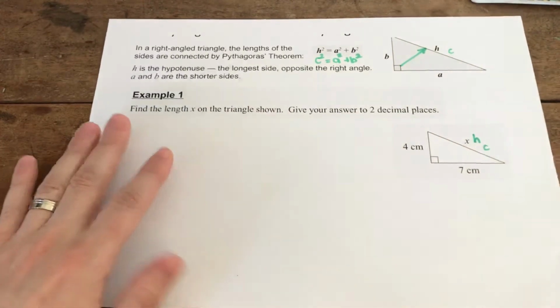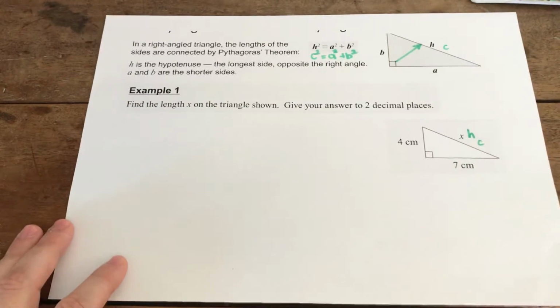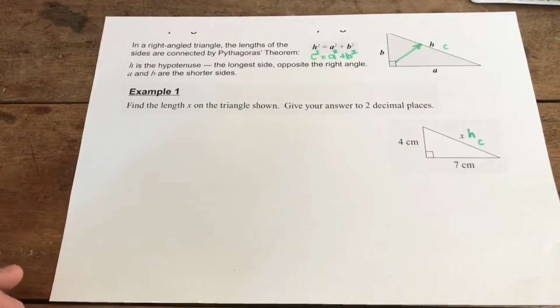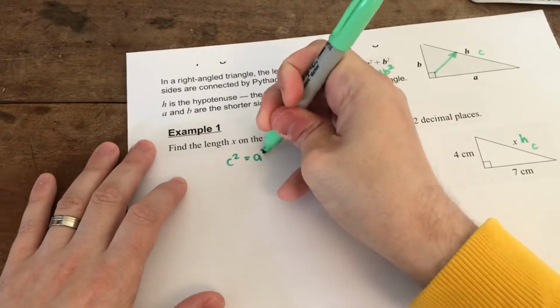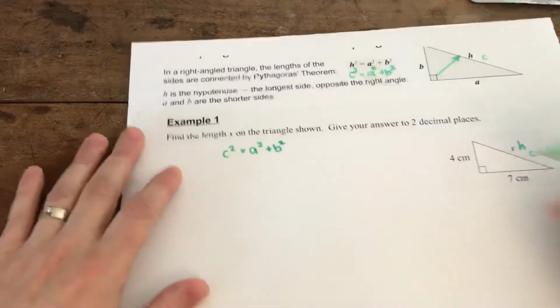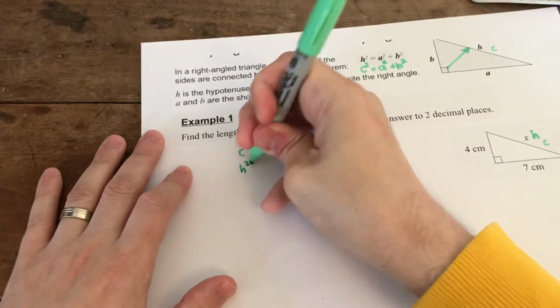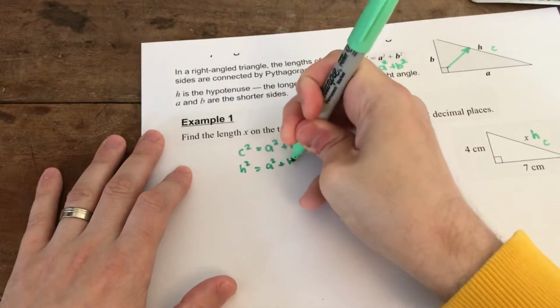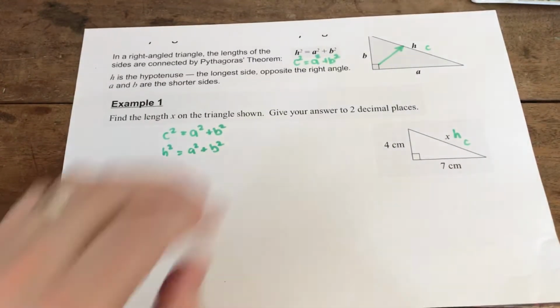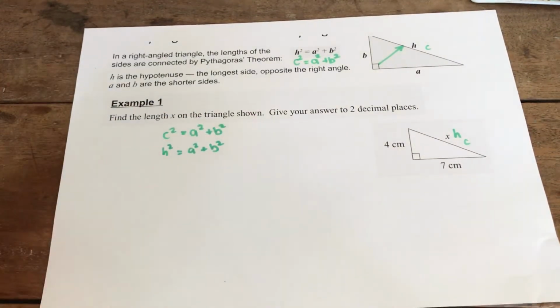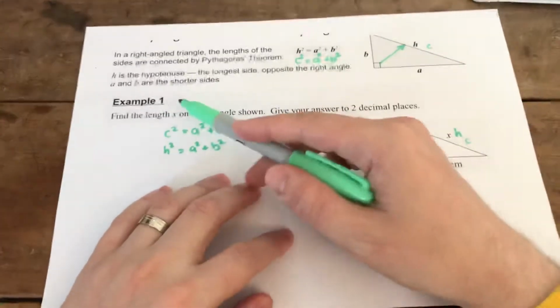So if you notice, I'm labeling that h or c because it's up to you which one you're going to use. I'm going to use c in my formula because personally I prefer c squared equals a squared plus b squared. But if you want to do h squared equals a squared plus b squared, that is up to you. Both are the same, just sometimes you see it as c squared equals a squared plus b squared. Anyway, on to the example.